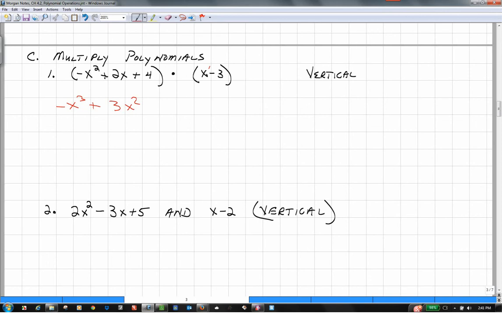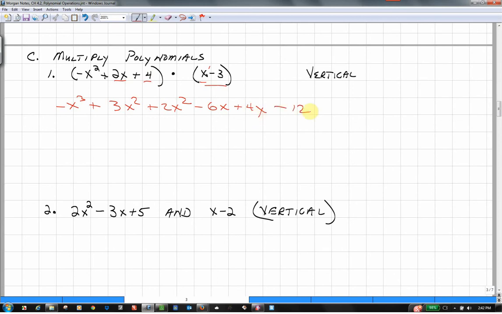Now that I'm done multiplying by both these two pieces in the back, I'm going to move to the next term, which is plus 2x. So this plus 2x would multiply by x, giving me plus 2x squared. The plus 2x would multiply by the minus 3, give me a minus 6x. Now I've finished up with the 2x, I'm going to move to the 4. 4 times the x is plus 4x. 4 times a minus 3 is a minus 12.